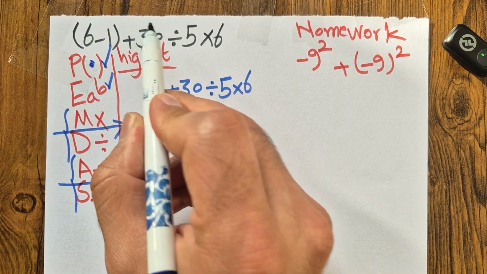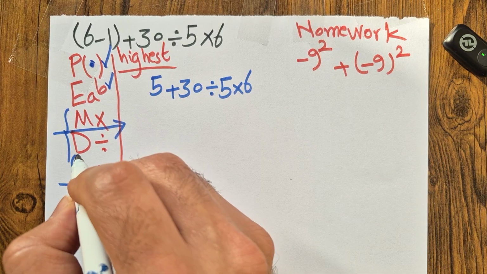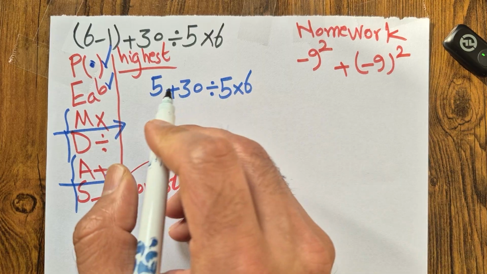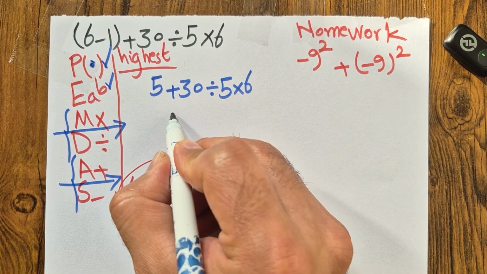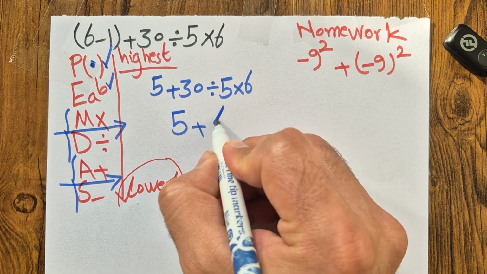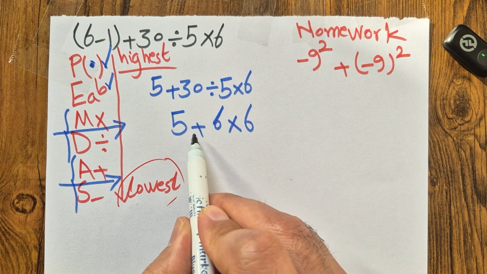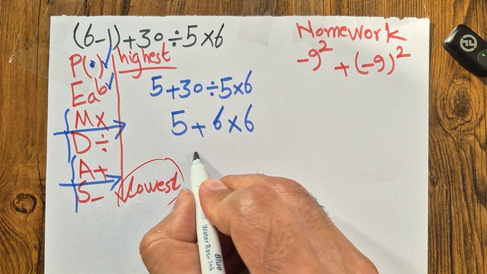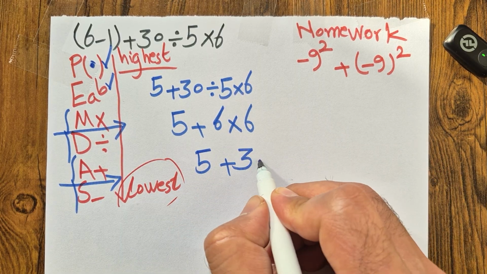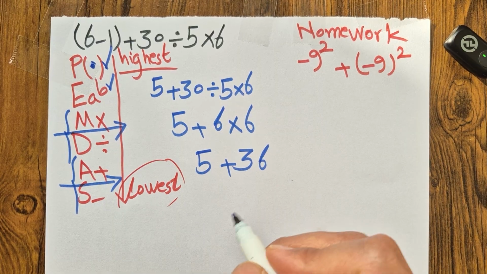So no more parentheses. Do we have any exponents? No. Any multiplication and division? Yes, we do. There is one division, one multiplication. Go from left to right. So one more time, 5 plus 30 divided by 5 gives us 6, and then times 6. Another multiplication before we can go for addition. 5 plus 6 times 6 gives us 36, and 5 plus 36 gives us 41.